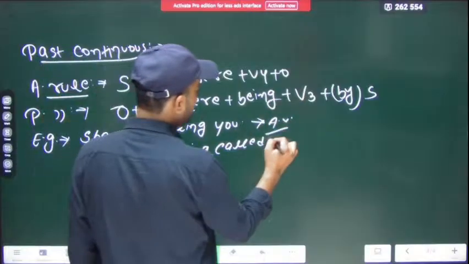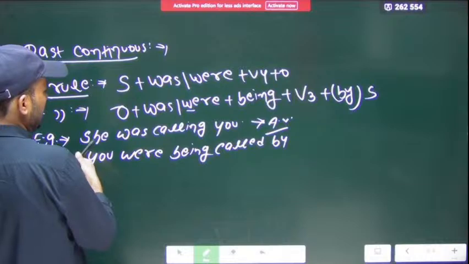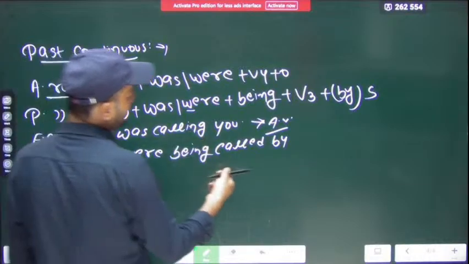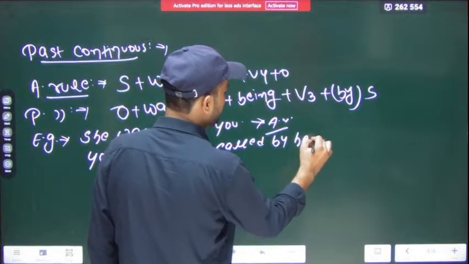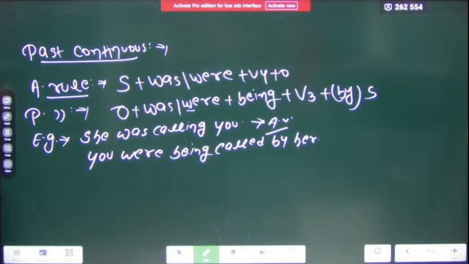Then after by is here in the bracket, so by I have written, and lastly subject. What is subject here? She, but we are writing she on the place of object, so it will be changed into her. Okay, so finally the sentence is you were being called by her. One more example.